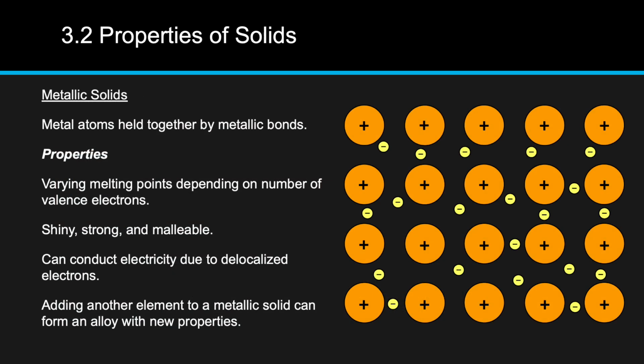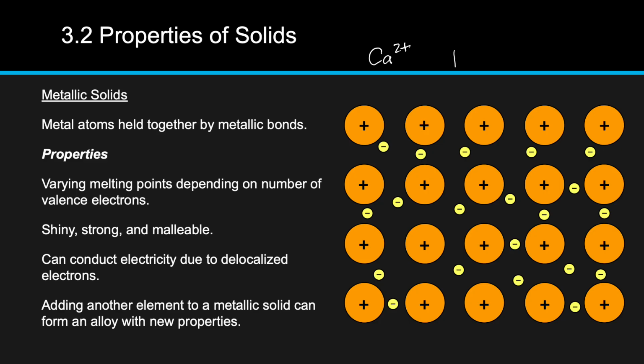Metallic solids are made up of metal cations that are held together by metallic bonds. And in this structure, those positive metal ions are going to be surrounded by a sea of delocalized electrons. And with metallic solids, they can vary in melting points, and that's going to depend on how many valence electrons they have. So for example, if we're looking at calcium, calcium has a positive 2 charge when it becomes a cation. So for every 1 calcium, it's going to release 2 electrons.